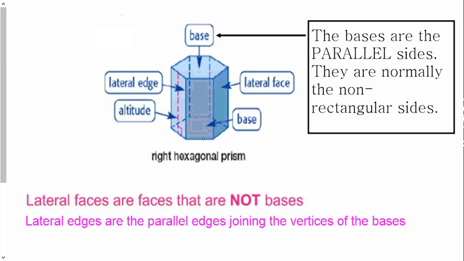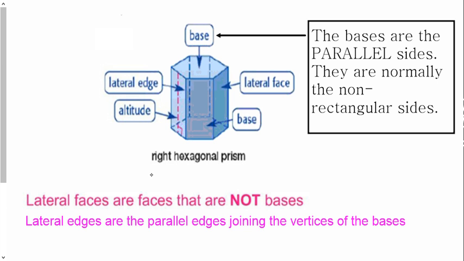So on a right hexagonal prism, the bases of any prism are the parallel sides. So this base and right here are bases. And they're normally the non-rectangular sides. Now sometimes when it's a rectangular prism or a square prism, then they're all rectangles. But in everything else, it's usually the other shapes. So triangles, hexagons, pentagons, trapezoids, anything and everything.